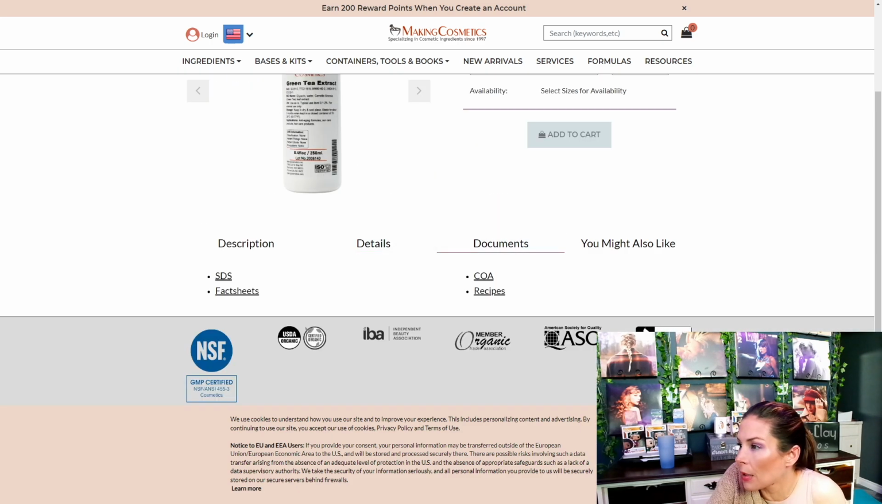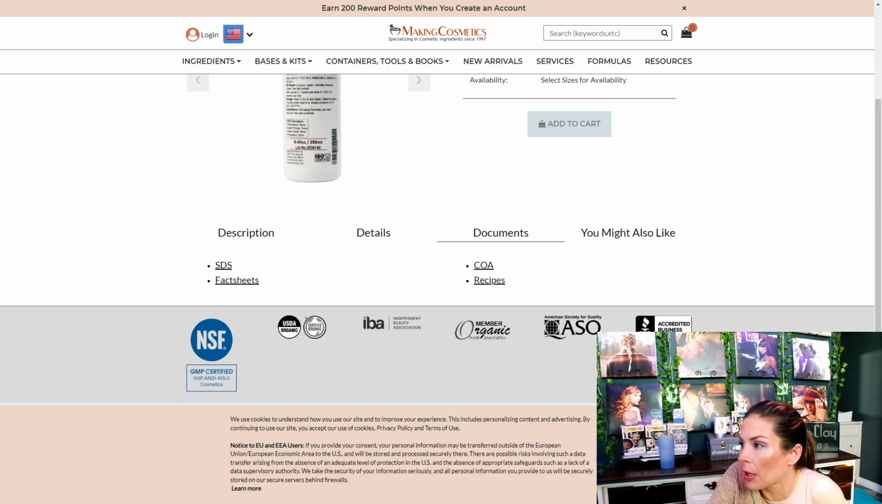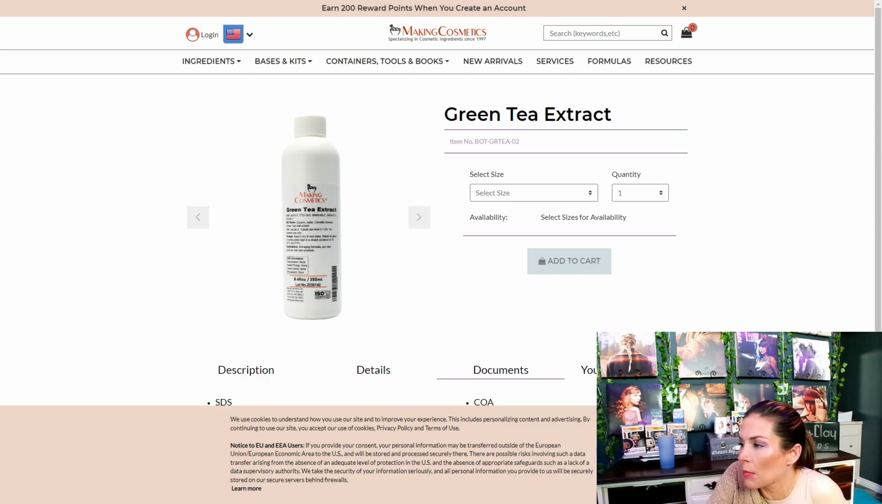And then for the documents, we have the fact sheets, the COA, the recipes, which is another good thing as well. Now let's look at Making Cosmetics and their prices. My drop down isn't working. Let's see what I have. If I look at the drop down on my phone, it says that it is $11.40 for 2 fluid ounces of this, and $34 for 8 fluid ounces.